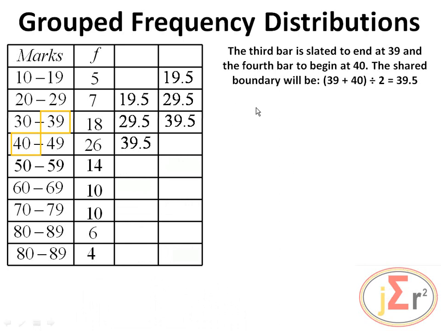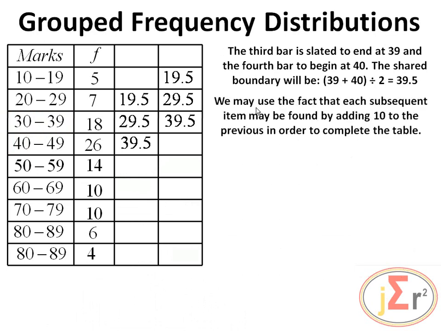Of course, by now, we can see a pattern developing. So we may use the fact that each subsequent item may be found by adding 10 to the previous in order to complete the table. So instead of working out every single one of them, we can establish a pattern that we have this column going up by 10 each time, and also this one going up by 10 each time. And we can fill these columns out in a matter of seconds.